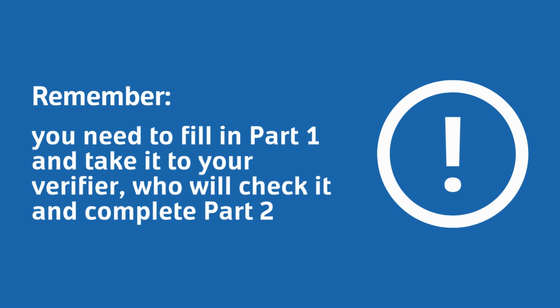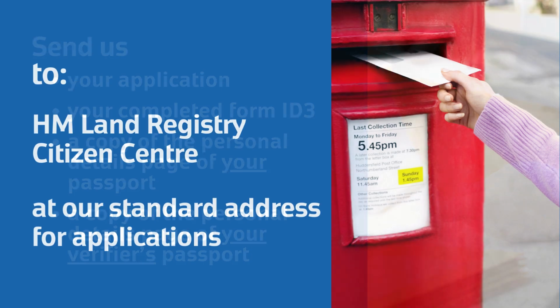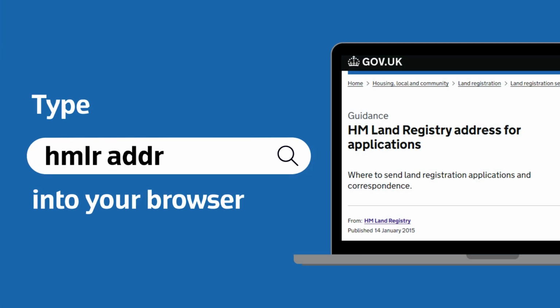If you're lodging an application with us yourself, send your application, your completed Form ID3 and copies of the personal details pages of your own and your verifier's passport to HM Land Registry Citizen Centre at our standard address for applications. Simply type HMLR address into your browser and look for the Citizen Centre address.